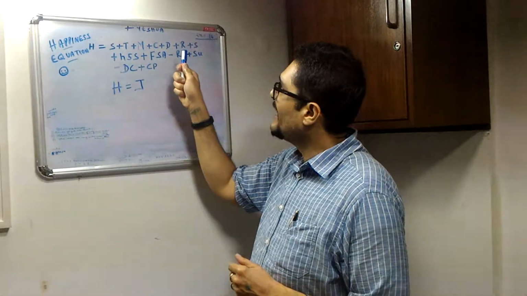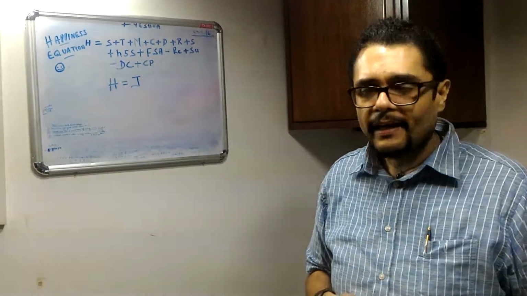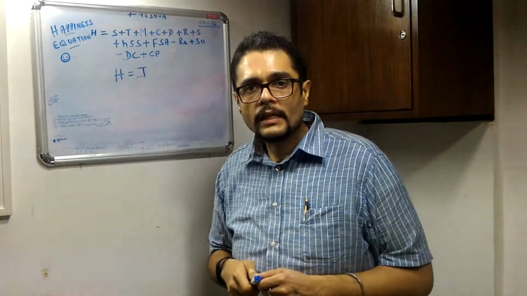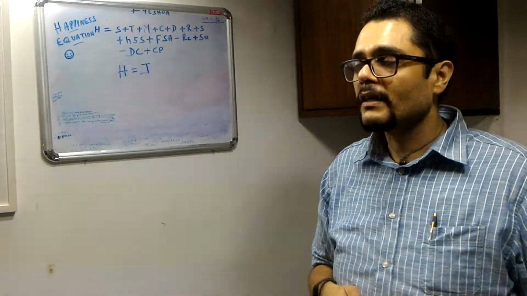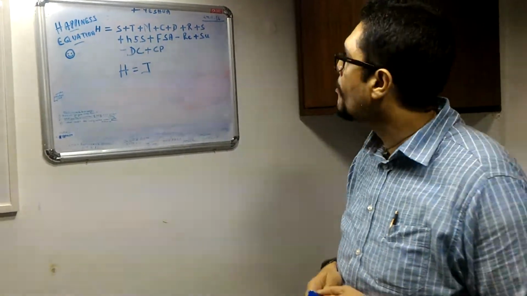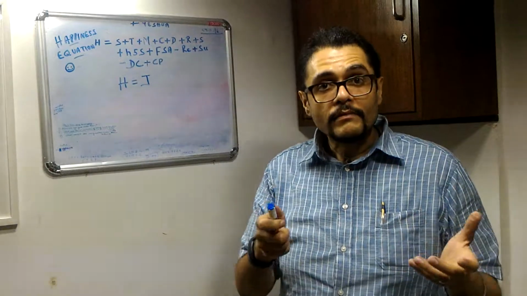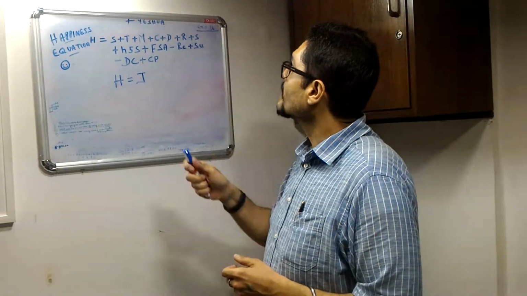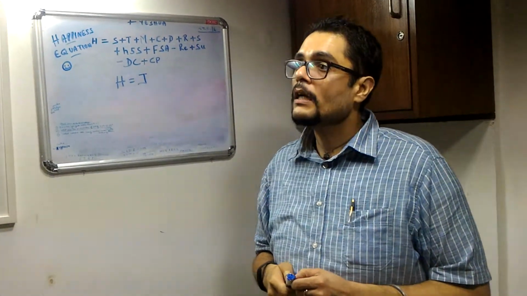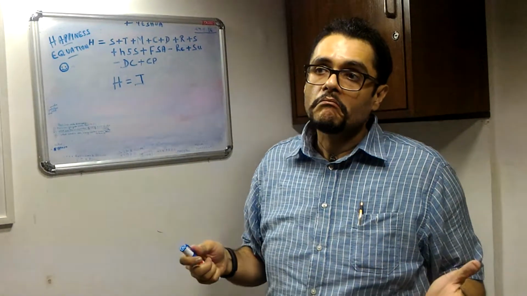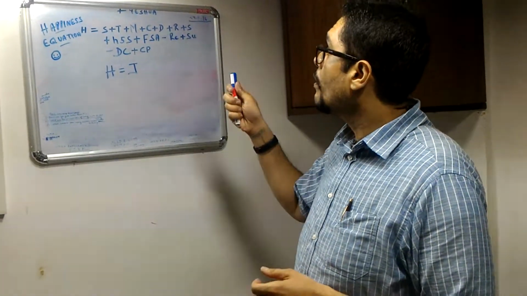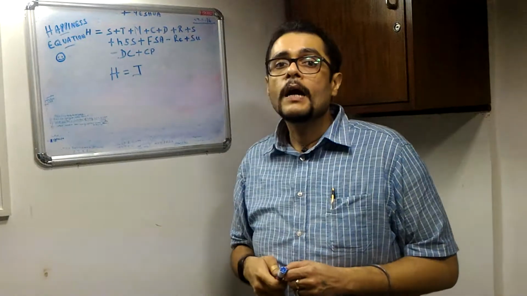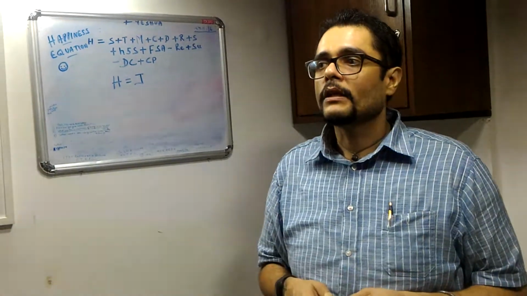After this we have D. D is dopamine. Dopamine is also a neurotransmitter, which is also known as the happiness hormone, happiness neurotransmitter, which actually helps in making you happy, and also it is released by achieving goals.